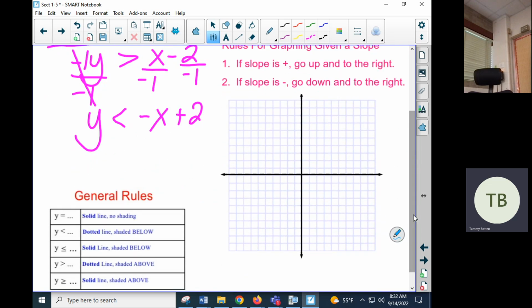Once we get to that point, my slope, you know how there's nothing in front of here? Well, if it's just x, you would think of it as 1/1. But because it's negative x, we're going to think of it as -1/1. Okay. And then our y-intercept is at 2. So then I go over here and my y-intercept is at 2. And where do you think I go if it's -1/1? Yep, down 1 to the right 1.